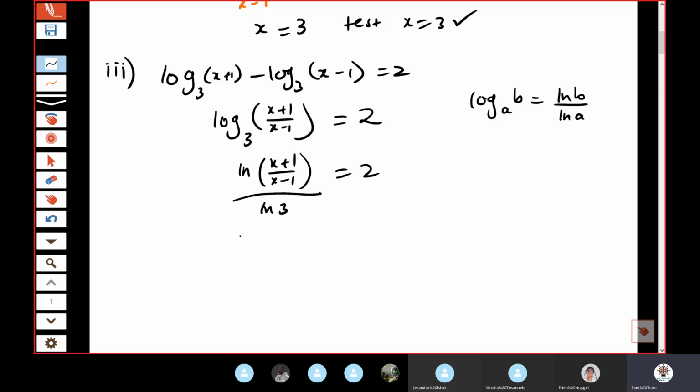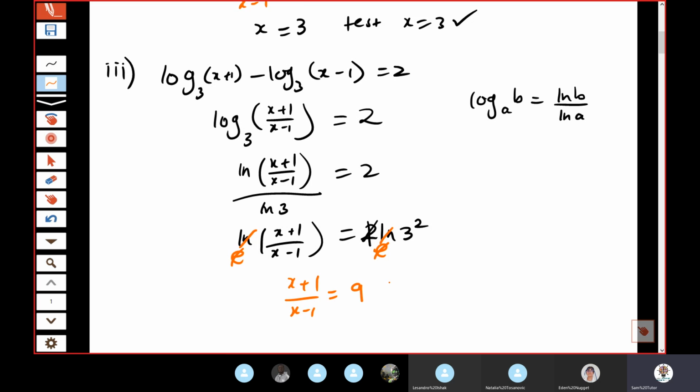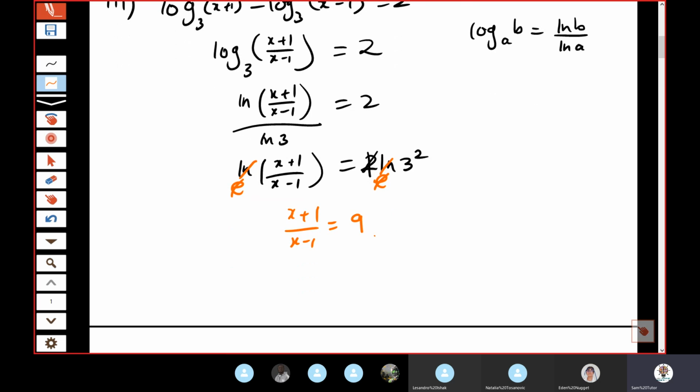Bring your log 3 over. Then you're going to have a power of 2. Then we would exponential both sides. And then obviously you're left with x plus 1 on x minus 1 equals 9. And then solve. Again, someone give me an answer for that one, please.